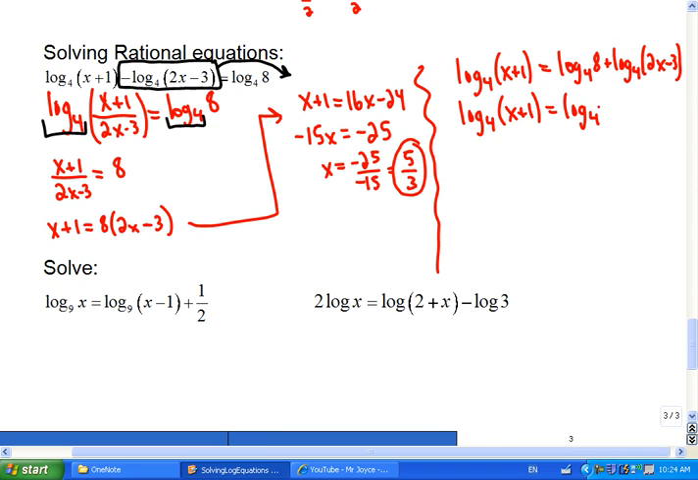Log base 4 of 8 times 2x minus 3. So then I'd have x plus 1 equals 8 times 2x minus 3. And again, you can see that this part where I'm at now is the same as this part here. So I won't keep going, but there is that option if you don't like working with fractions. Just think a couple steps ahead.